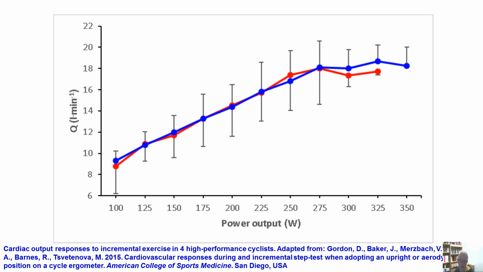What is fascinating is that this response is almost identical to the response that you'll see for the VO2. VO2 shows this linear-like response, and then towards the end of the test it starts to level out. The rate of rise starts to decrease.